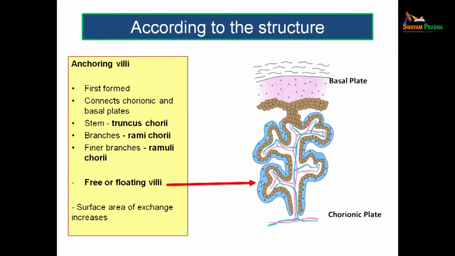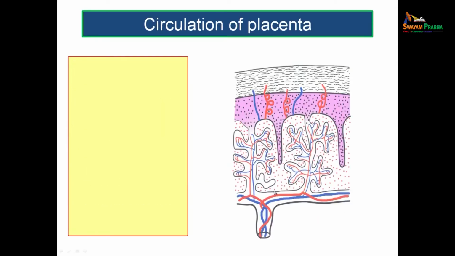Now what do we mean by free or floating villi? If you consider the main stem as the anchoring villus, the branching villi will be floating in the intervillous space. On either side of the anchoring villus you have spaces filled with maternal blood, and the branches will be floating in the maternal blood. So these villi which are floating in the maternal blood are known as free villi or floating villi.